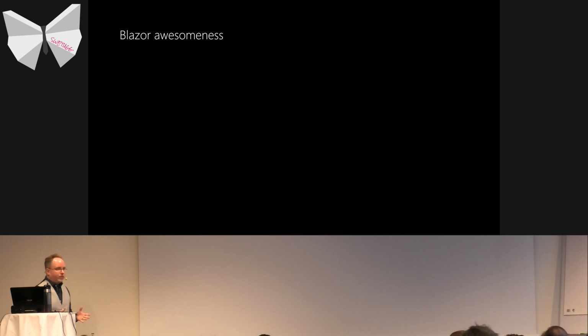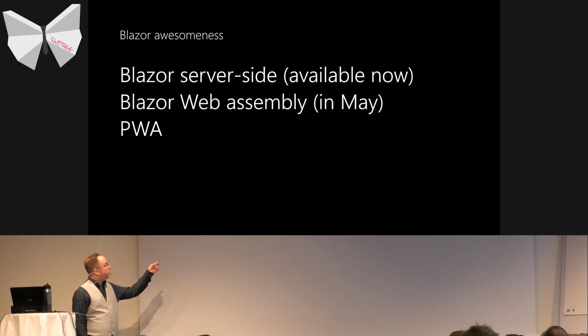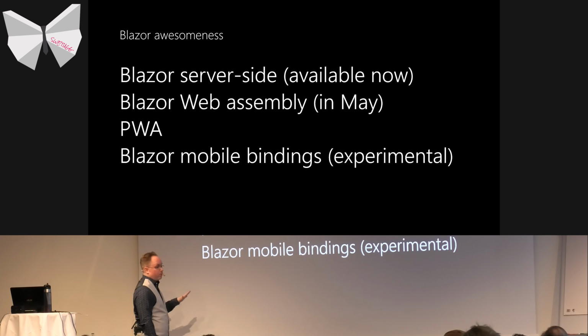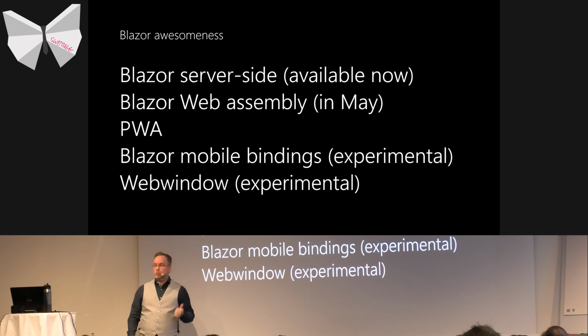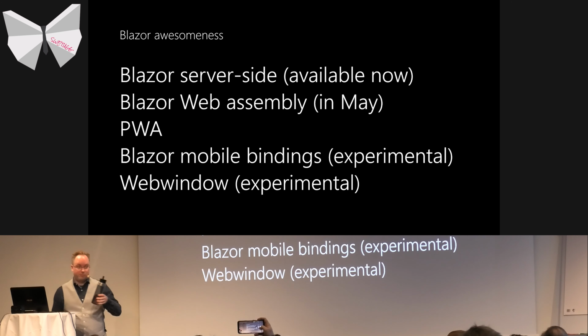So we can use Blazor, creating interactive web apps for server side, for client side. We can use PWA. So the WebAssembly is going to be released in May. We can use mobile bindings. It's still experimental. We can use Web Window, still experimental. Actually, I had to patch the Git repo because it didn't work as it was.